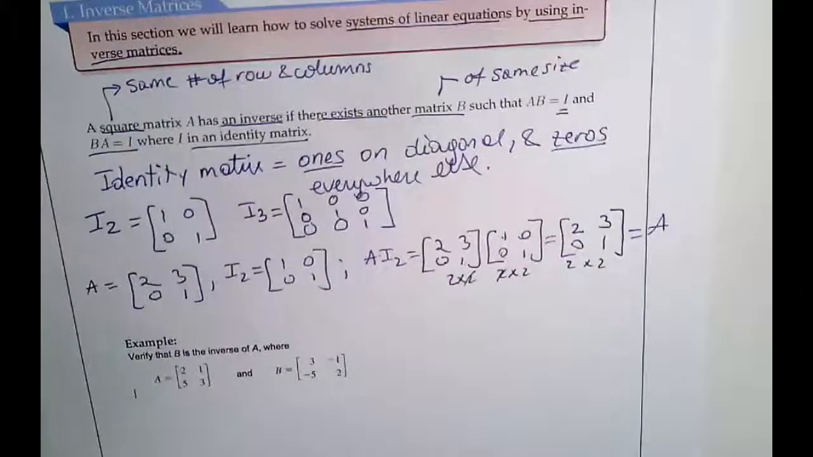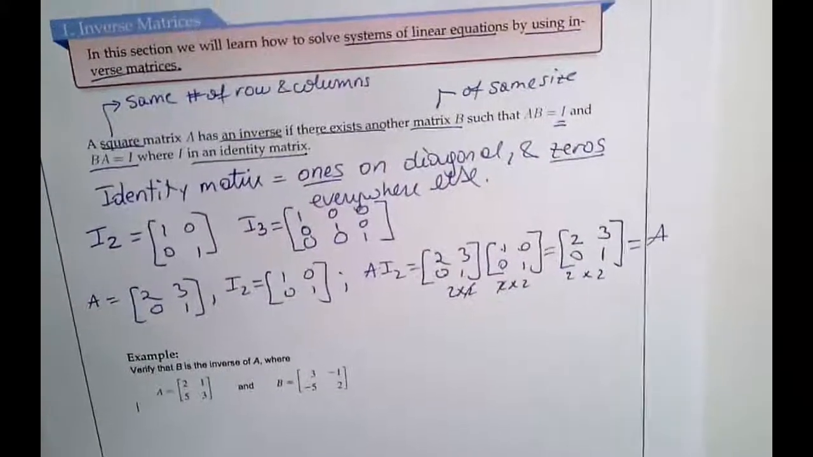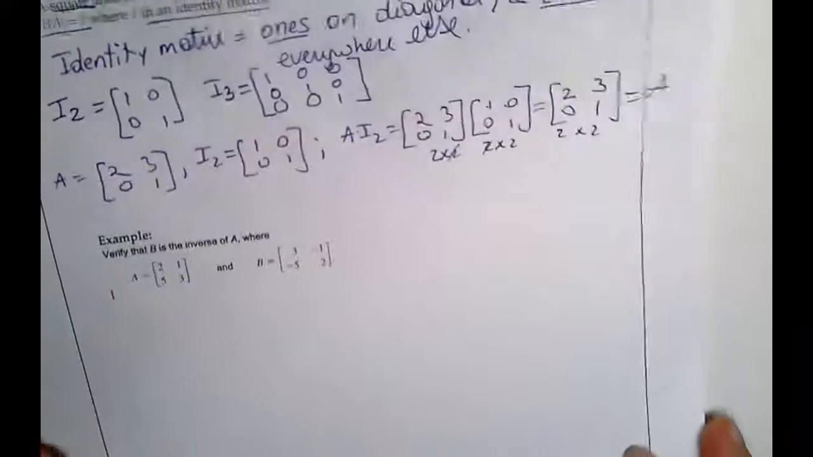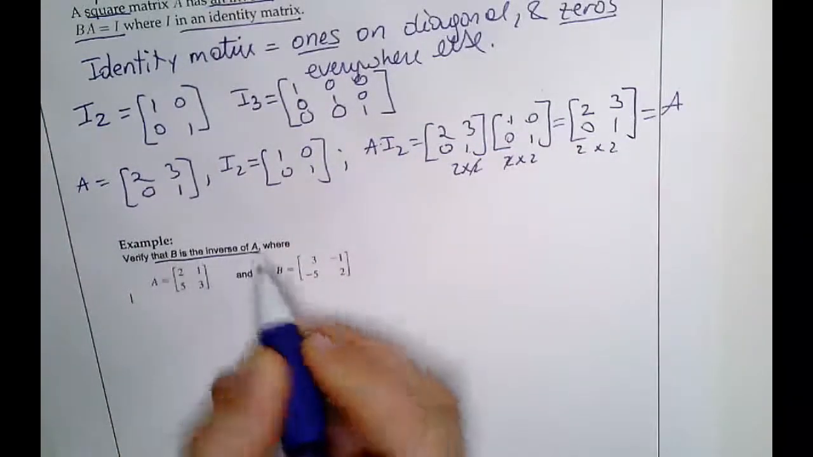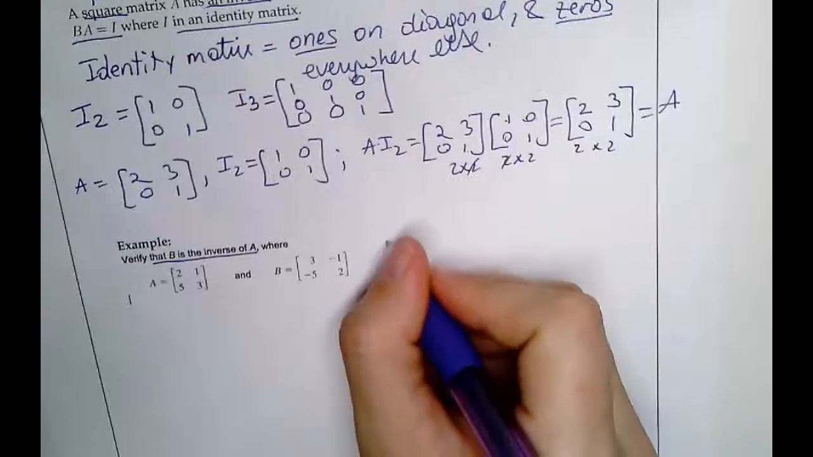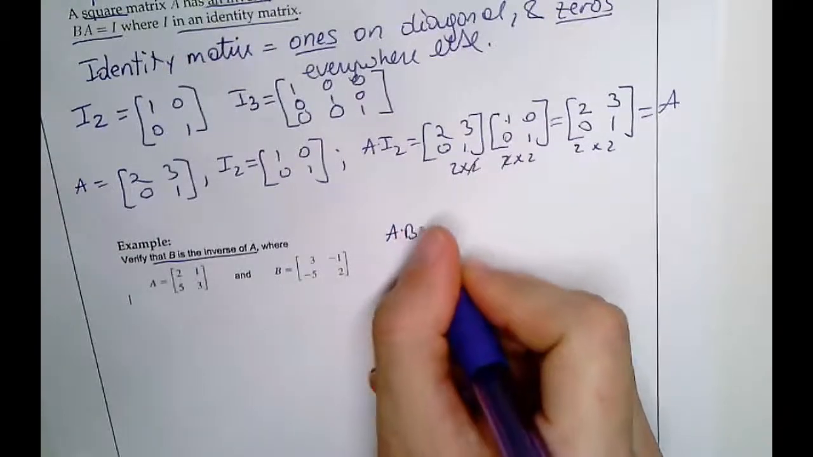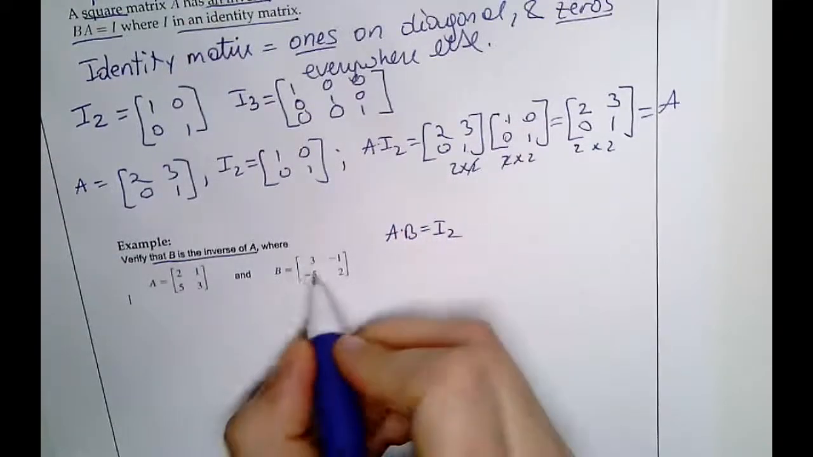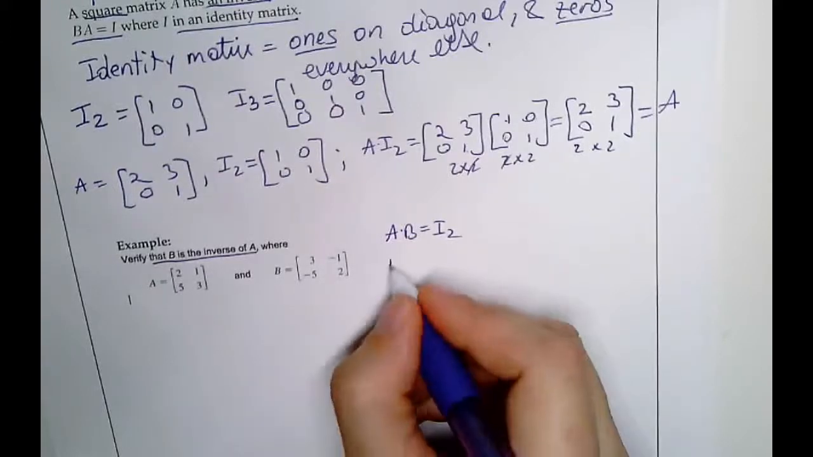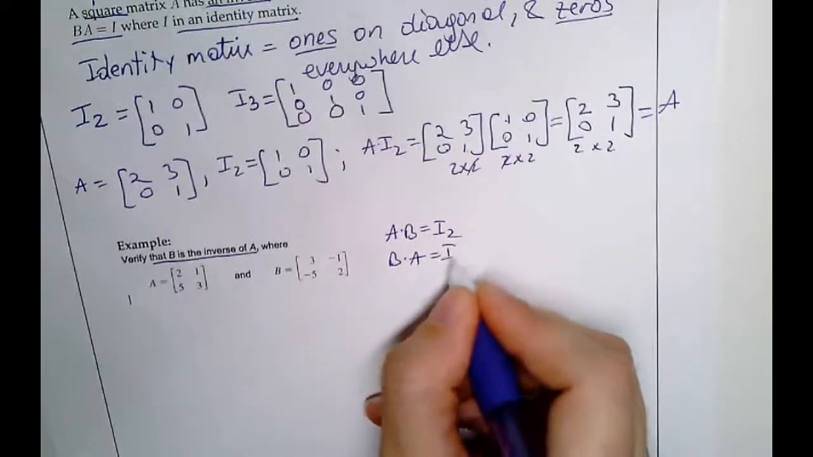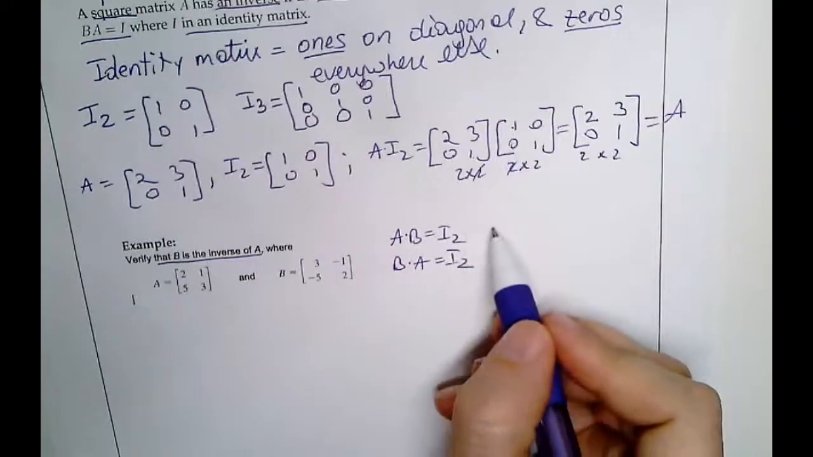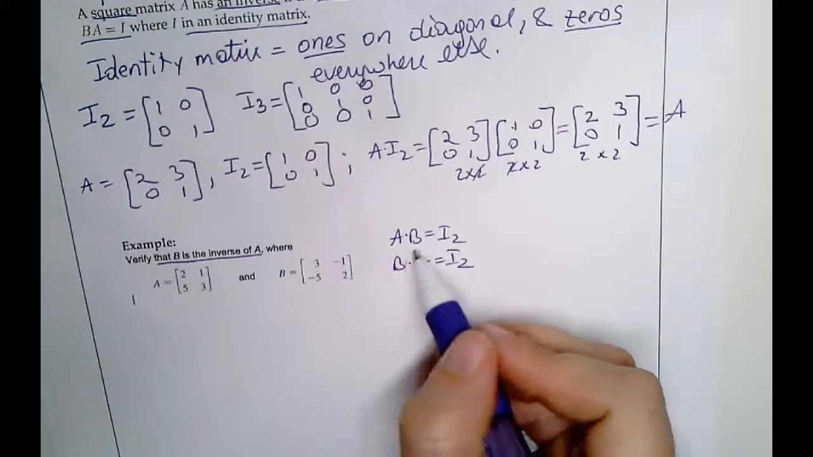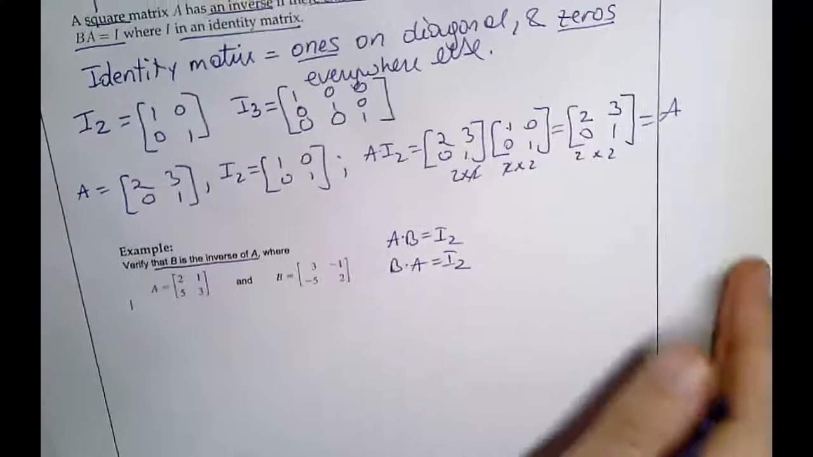All right, so let's look at an example. I have 2 matrices A and B, and let's see if they are inverses of each other. So verify that B is the inverse of A. To verify that, I need to show that A times B equals I2, because they are both 2 by 2s, and then also B times A is also I2. So it's not enough to just show that A times B equals I2. So we multiply both ways.